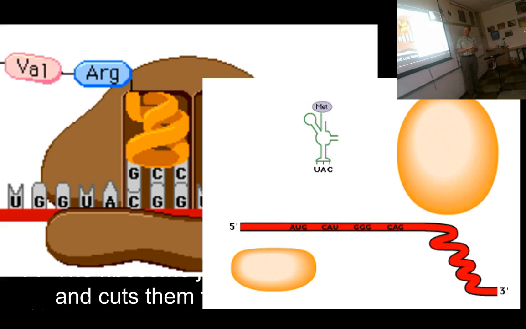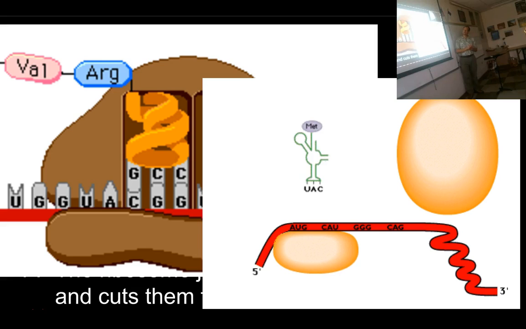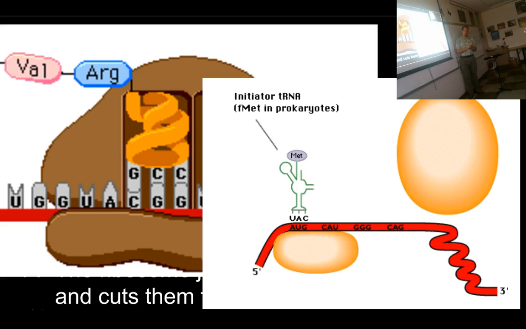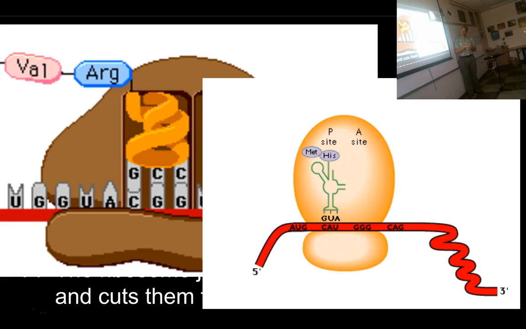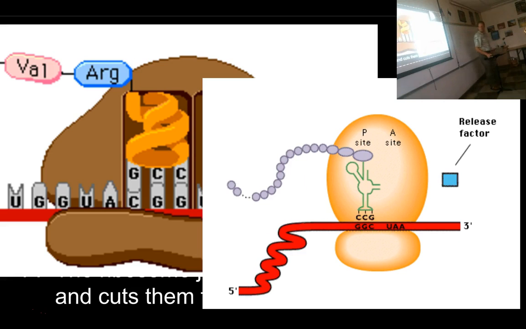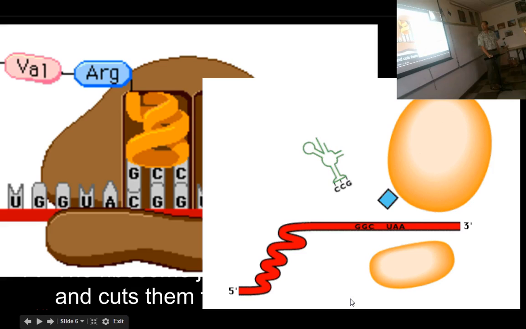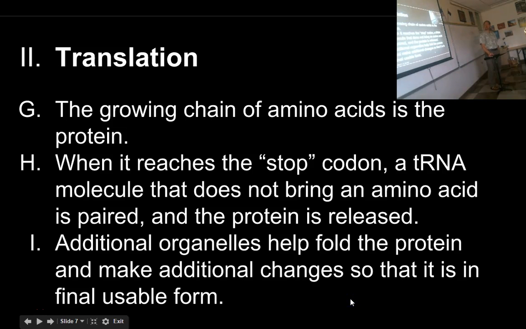And eventually, at the stop codon, there's a piece of tRNA that does not have an amino acid on the back. And so it serves as the end of the gene. The amino acid is released, and the cell continues to process. Okay, so that's what this looks like. This is your last slide.